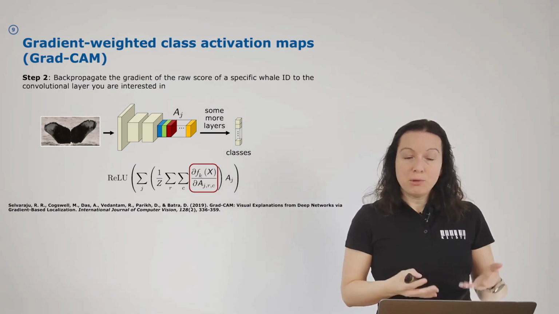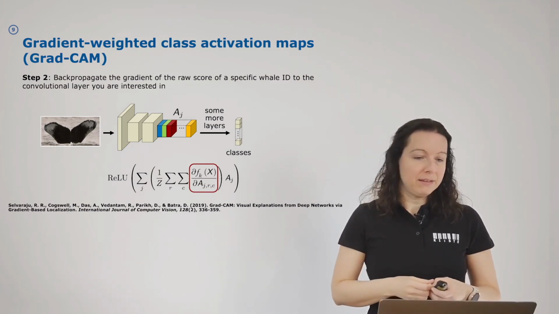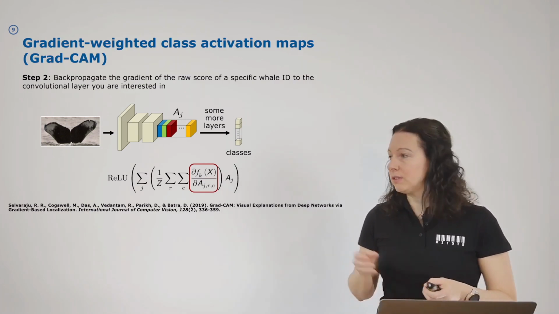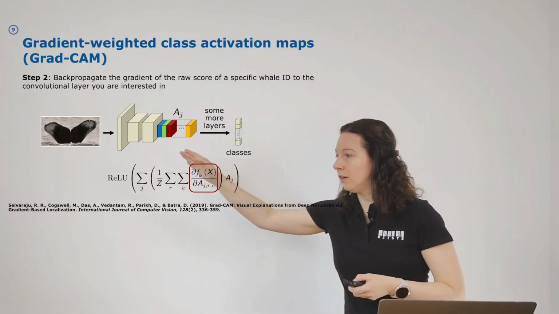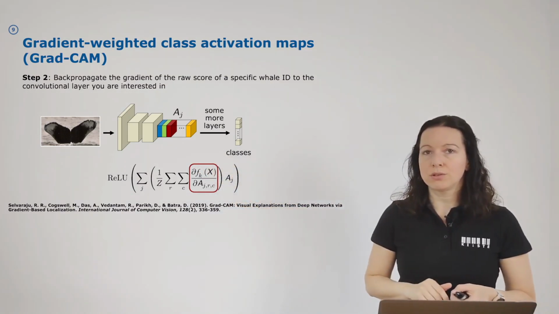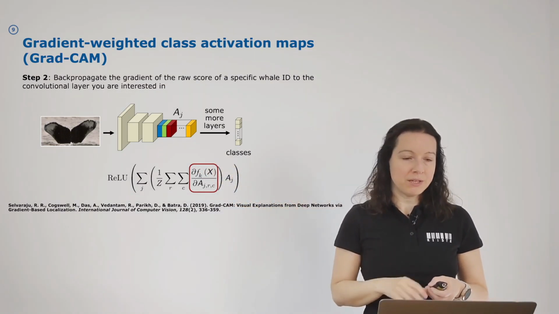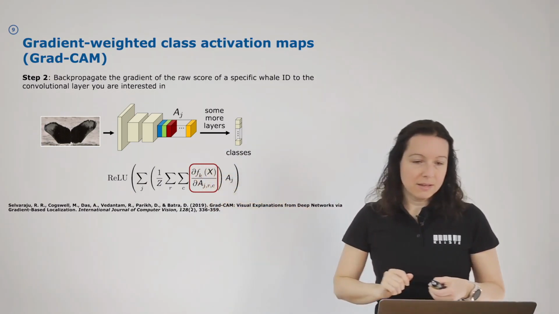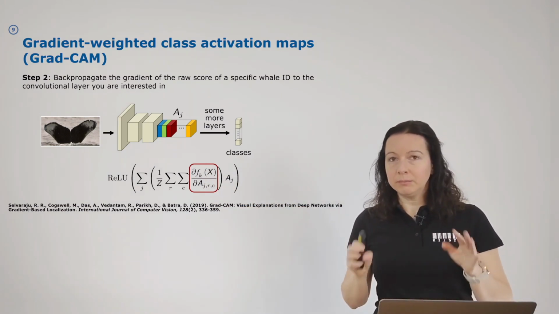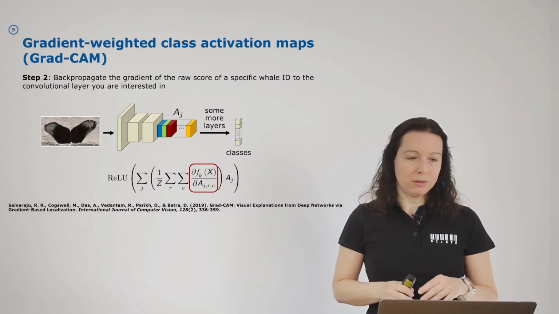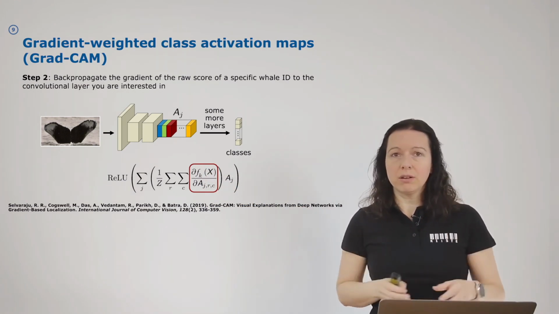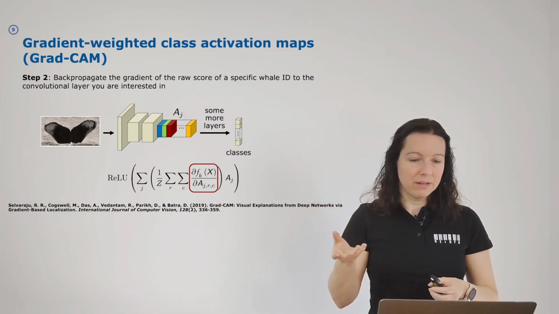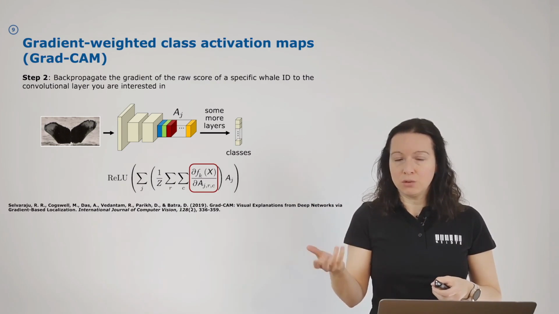Okay, step 2: you backpropagate the gradient of the raw score of a specific whale ID to the convolutional layer you're interested in. That means you start here and you go back until this convolutional layer, and you perform standard backpropagation rules. So you have the gradients, and this is what is happening in this part here. Again, if you cannot remember how backpropagation works, have a look at it. But for now, just imagine you go back and you have specific gradients you work with.